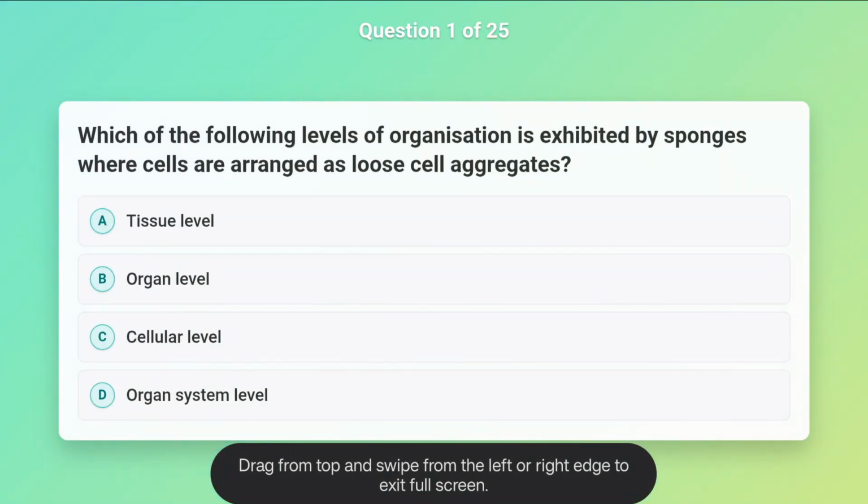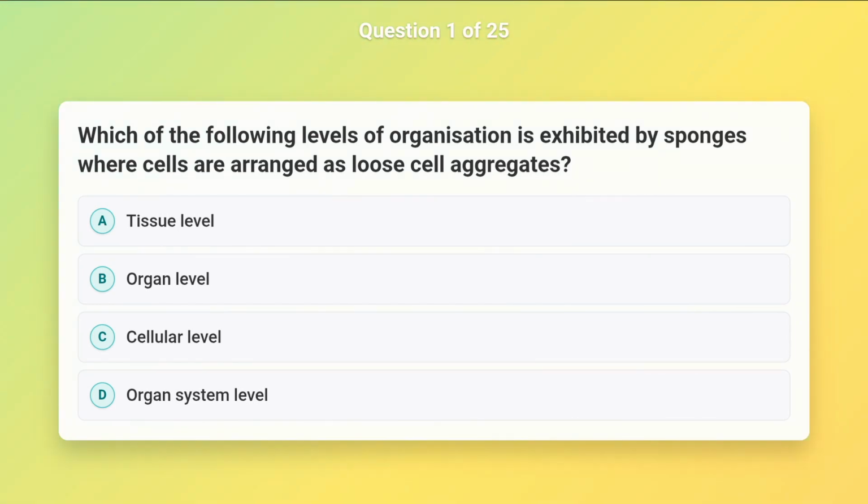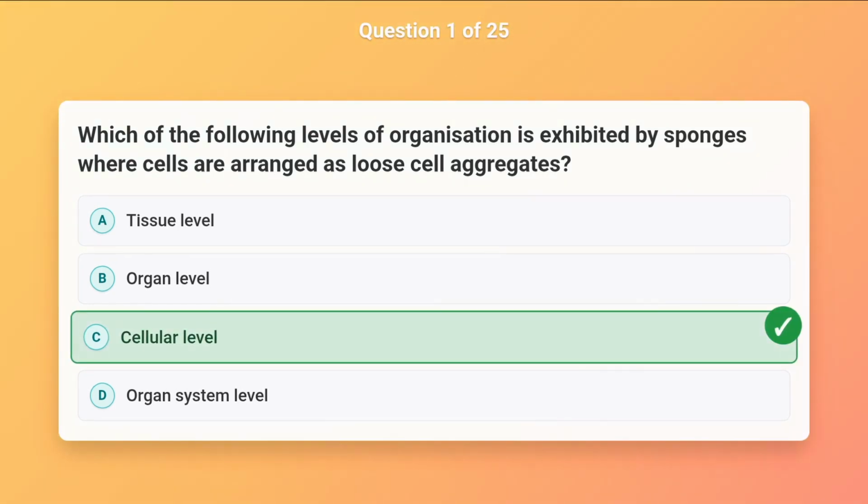Which of the following levels of organization is exhibited by sponges where cells are arranged as loose cell aggregates? Cellular level.